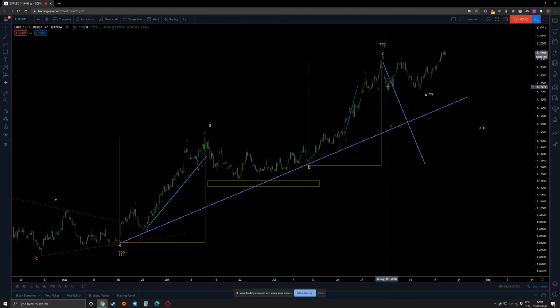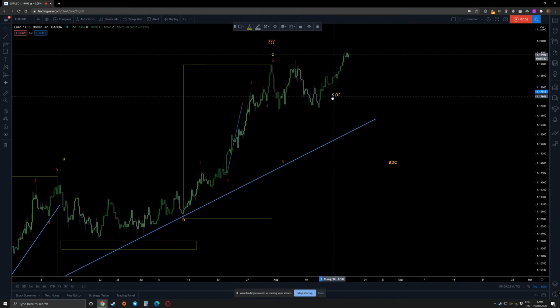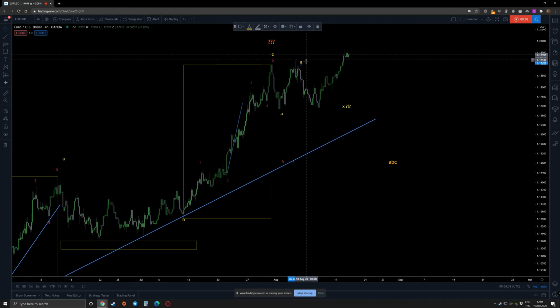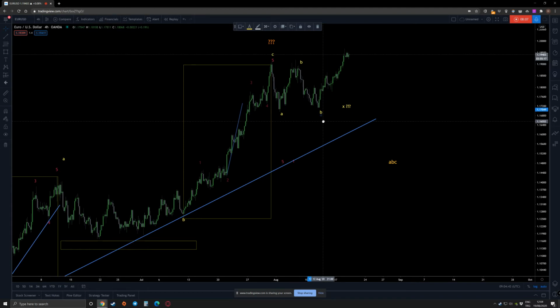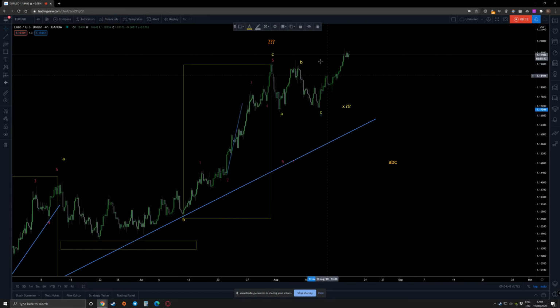Now, if this is the case, then what we should do is try to label the X wave. So, if this is the X wave, where did this X wave finish? Well, this X wave actually can be something like this. It can be a wave A here, a wave B here, and a wave C here. Now, if this was the case, then we should have called this a flat with a C failure.